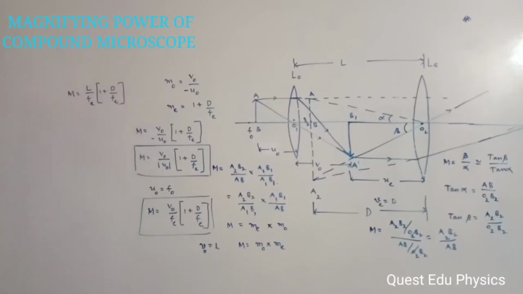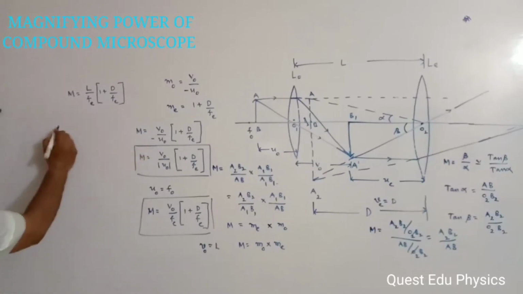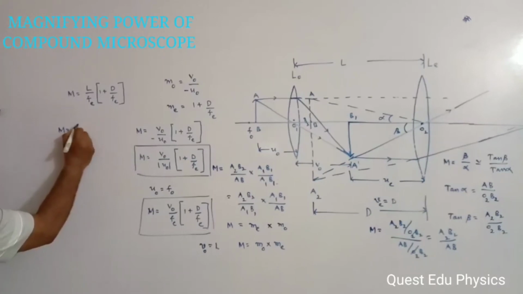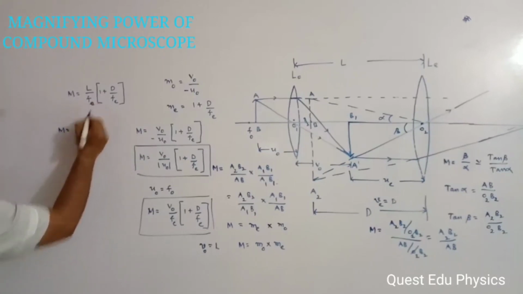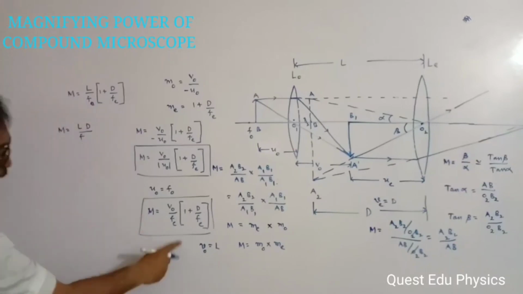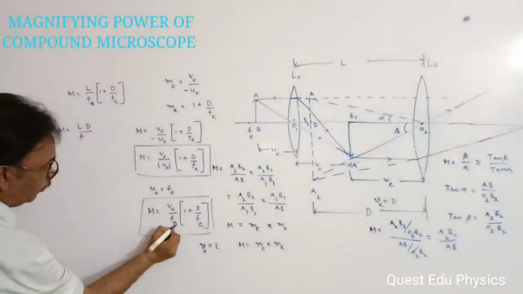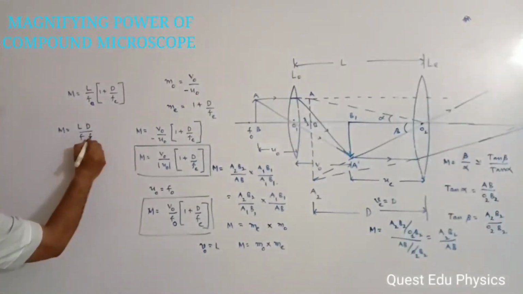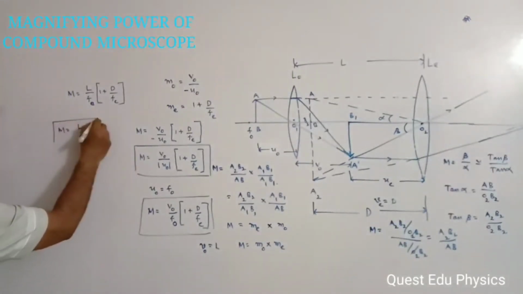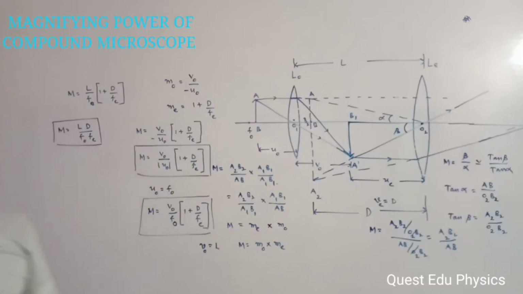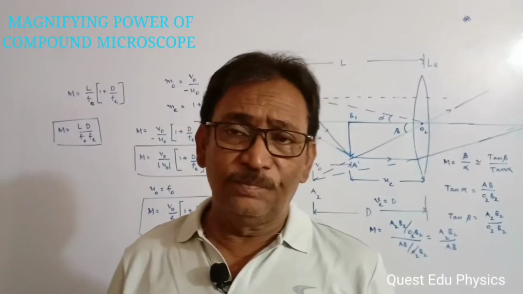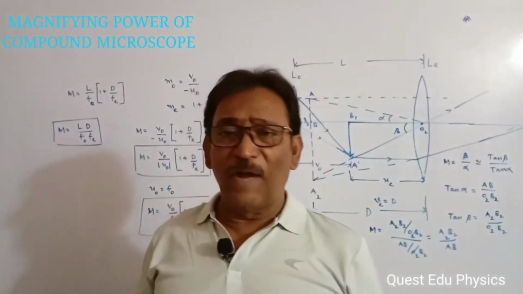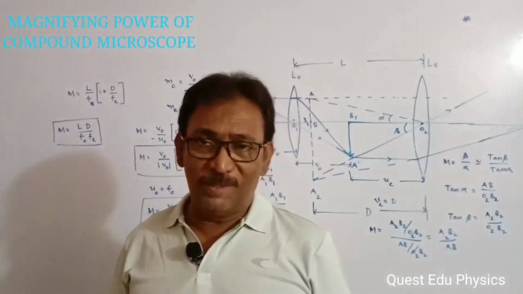Okay. Here, if the image is formed at infinity, then you can rewrite this formula as M is equal to LD by FO into FE. Okay, it is FO, students, I wrote FO into FE here. It is one more development, students. I hope you understood how to derive an expression for the magnifying power of the compound microscope.